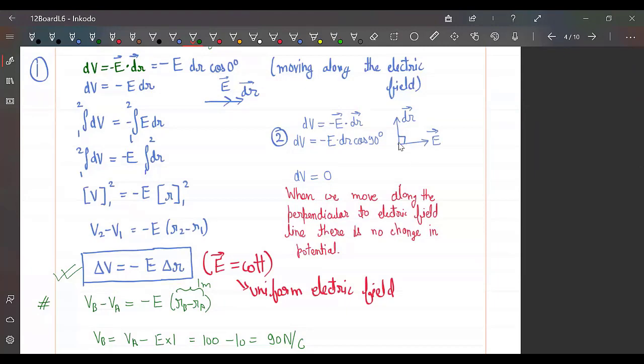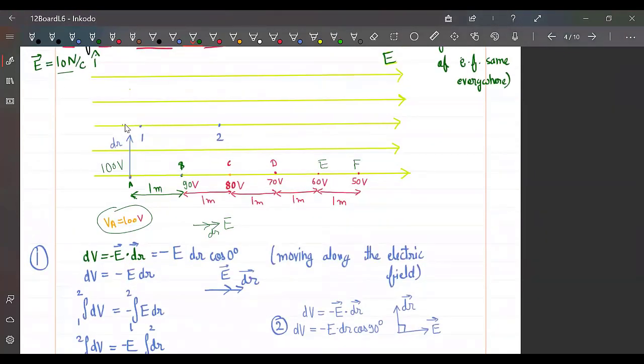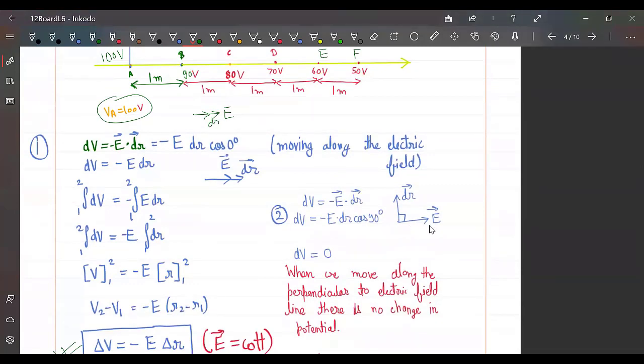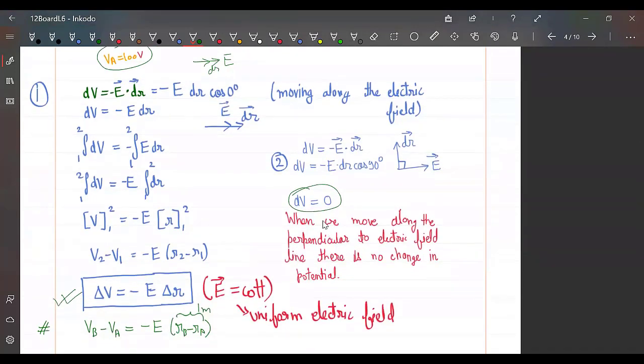If you move perpendicular to the electric field, means you want to go from point A to, let us say, this point P, then your dr vector is perpendicular to the electric field. So dV is minus E dot dr, so dV will be minus E dr cos 90. Cos 90 is 0. That means dV is 0. So there is no potential drop along a line perpendicular to the electric field. When we move perpendicular to the electric field line, there is no change in potential. Potential only changes when you move along the electric field.